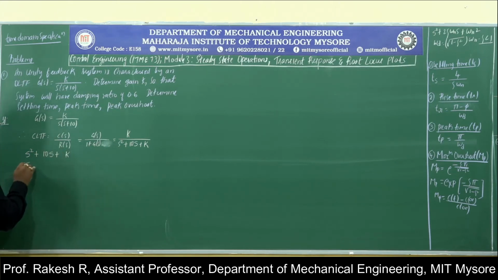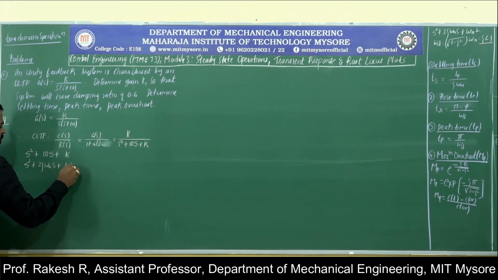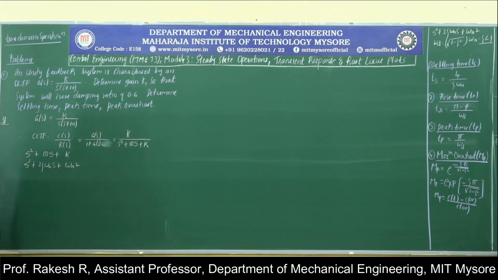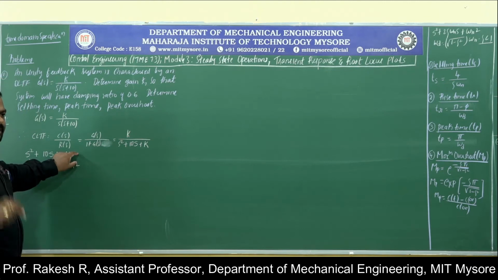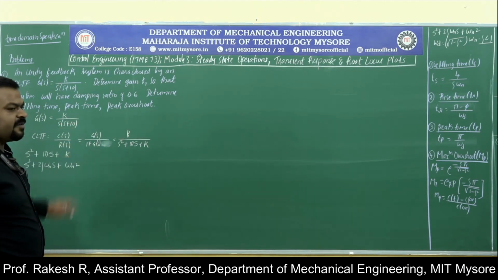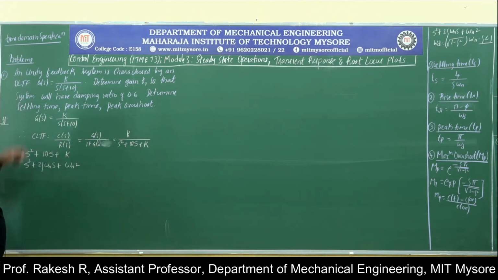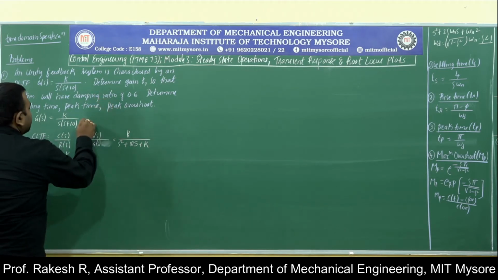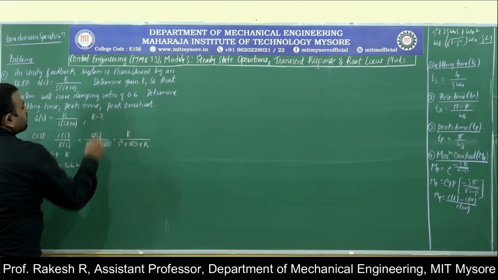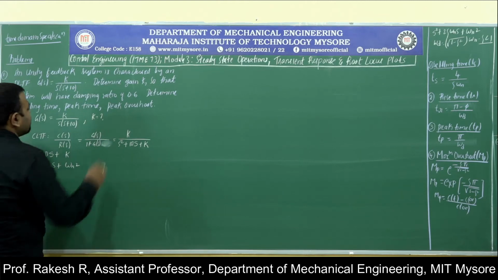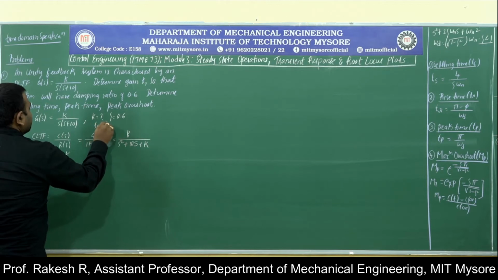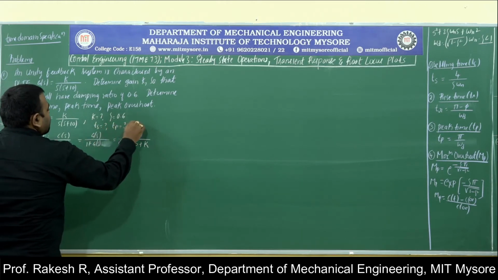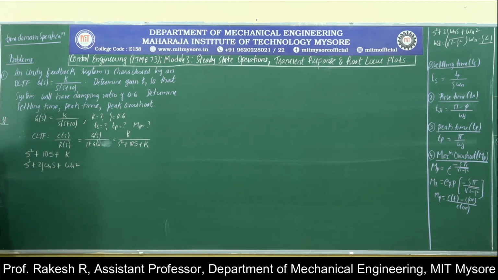This I will compare with s square plus 2 zeta omega n s plus omega n square. This is the first thing I have to see: first I have to obtain the characteristic equation, then I have to solve. Other data they have given: you need to determine the value of K and the damping ratio is given as 0.6. Determine settling time, peak time and overshoot. These things you have to calculate.